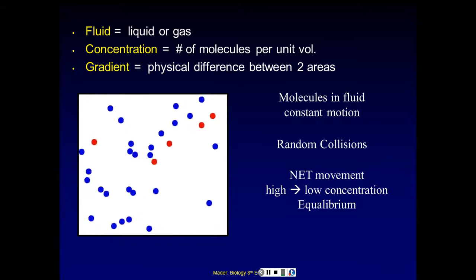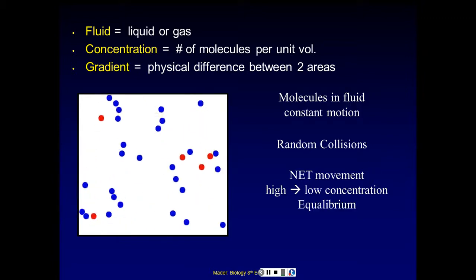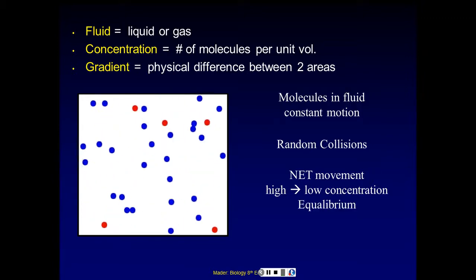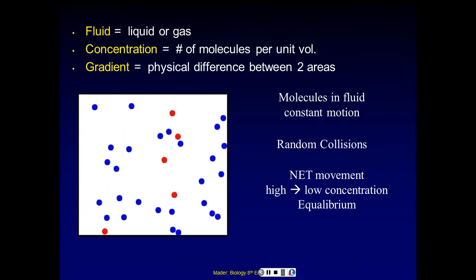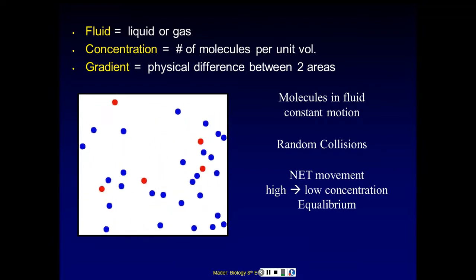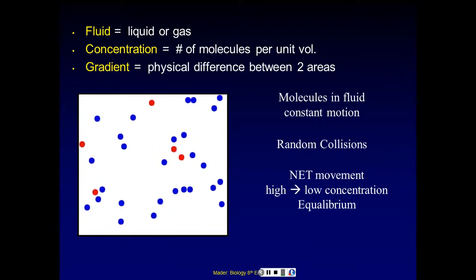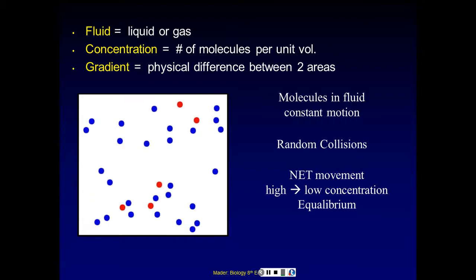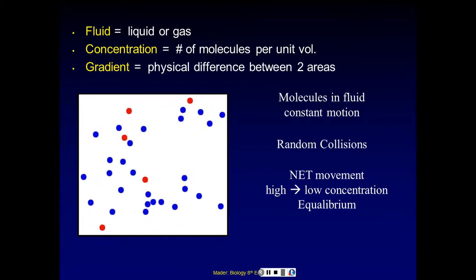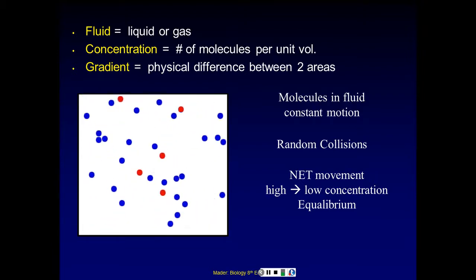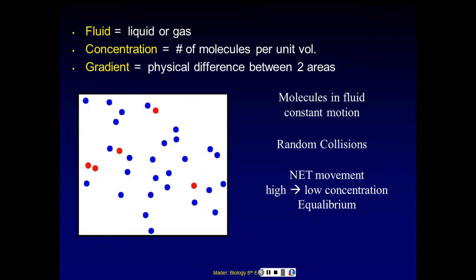And eventually you'll have a situation that's called equilibrium. This is when molecules are spread out equally. Now, once equilibrium is reached, that doesn't mean that the molecules are going to stop colliding. They will continue to collide, and the collisions are random, but things are in equilibrium.